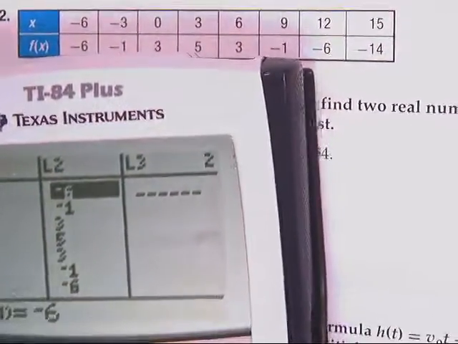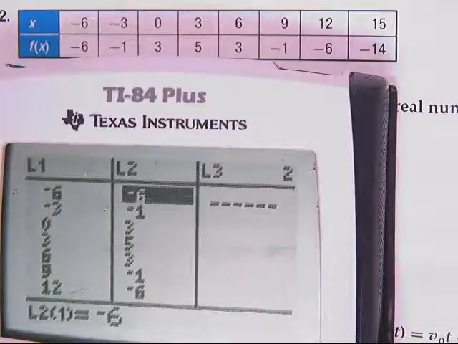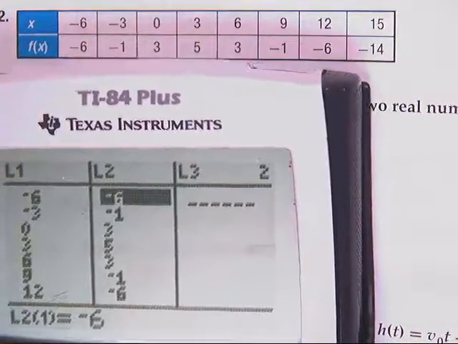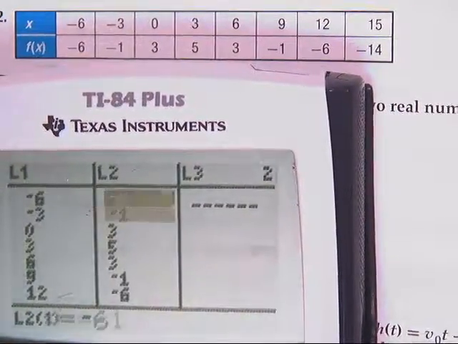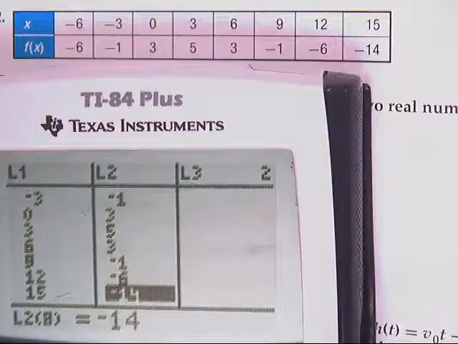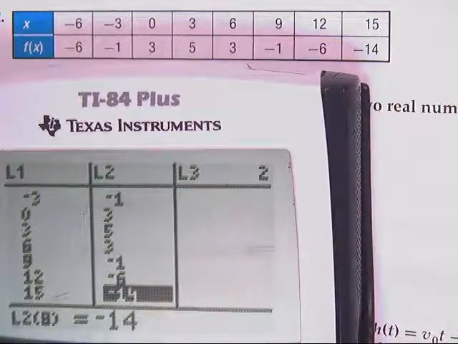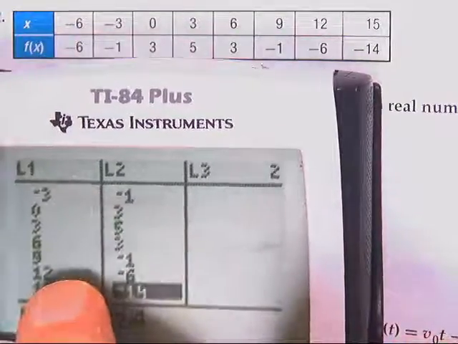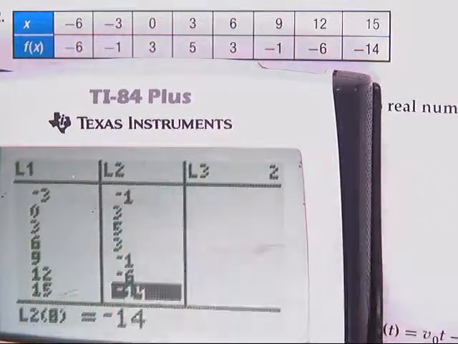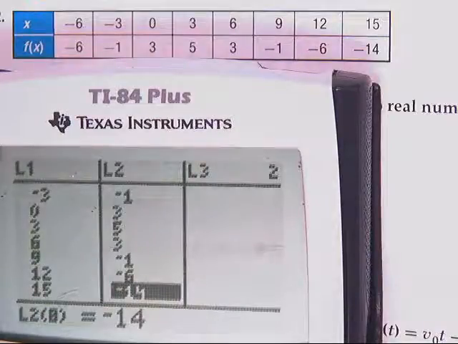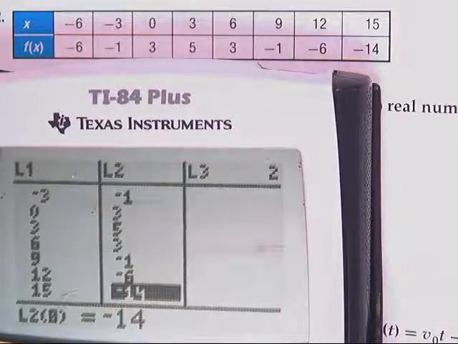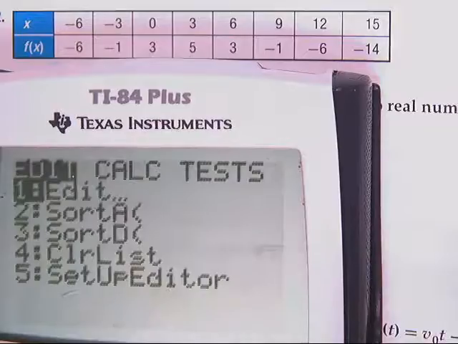those numbers, just like that. So go ahead and get those in your calculator. You'll notice I did go all the way to the bottom right here. Negative 14 was the last one. Just put the x's in L1 and the y's in L2. Okay, and so pause if you need to, because you've got a pause button.